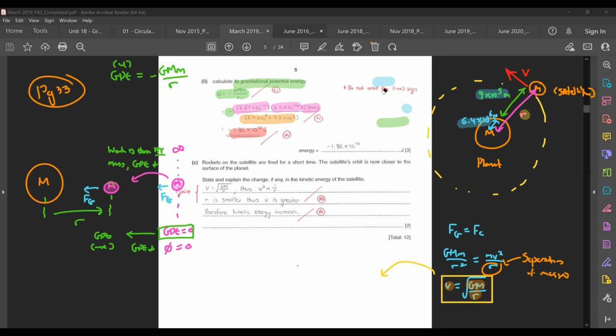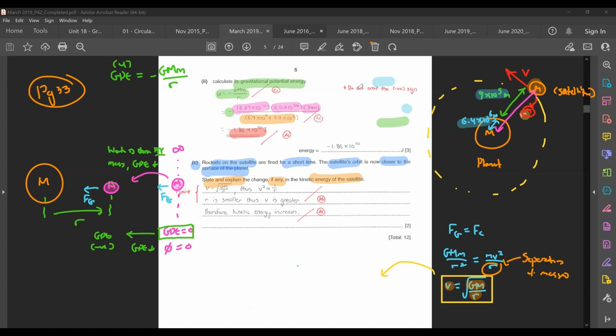Then the last part of your question: the rockets on the satellite are fired for a short time. The satellite's orbit is now closer to the surface of the planet. So right now, this satellite here is nearer to your planet. It's now somewhere around here maybe. All right. So you're supposed to state and explain the change, if any, in the kinetic energy of the satellite.